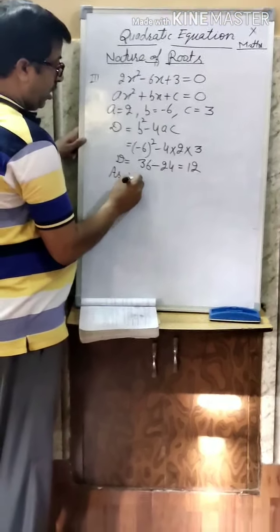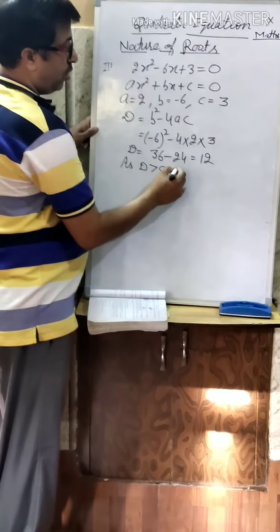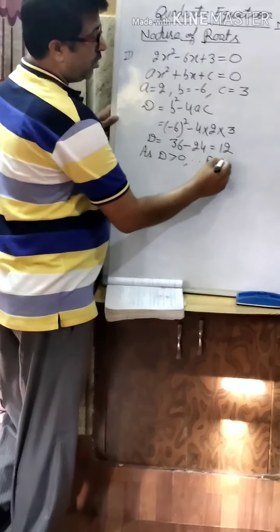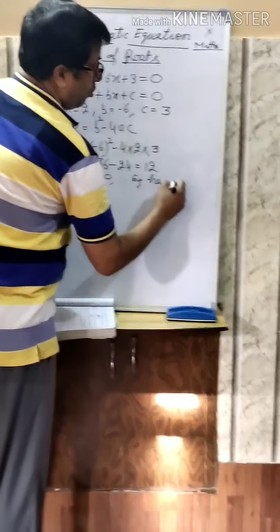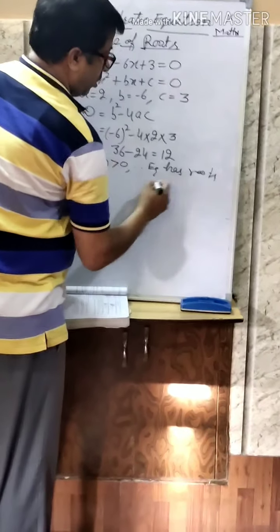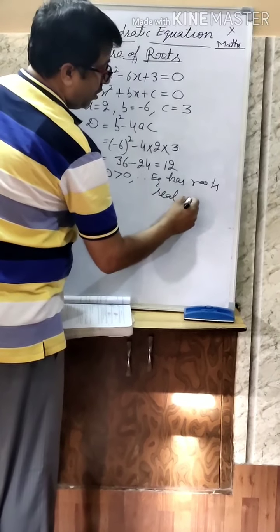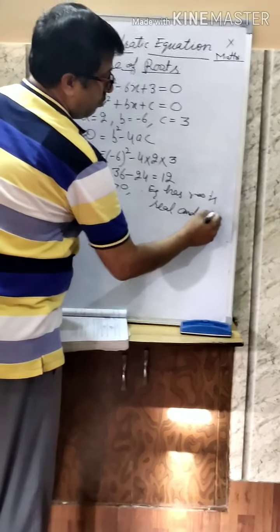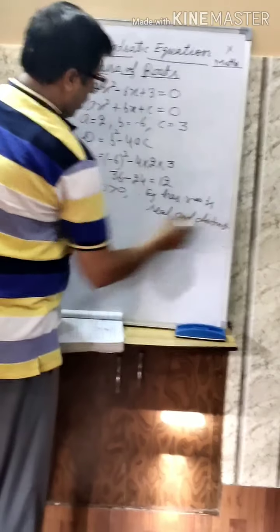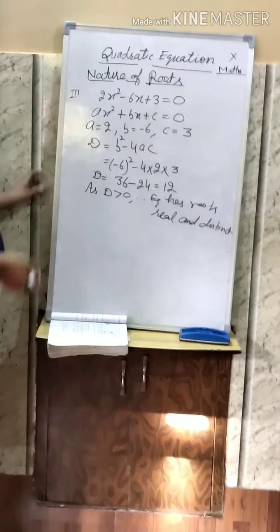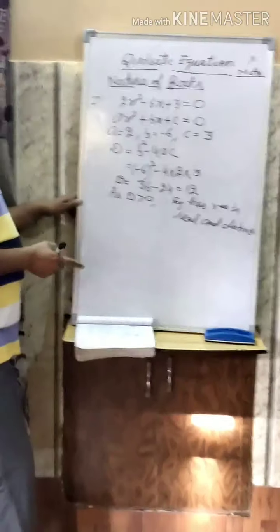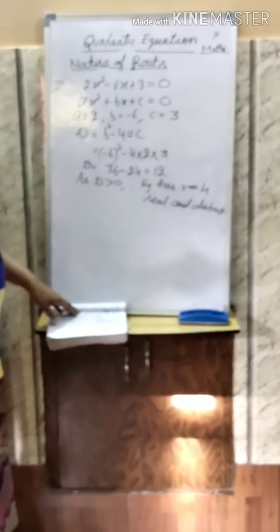So what do you say? As D is greater than 0, therefore the equation has roots real and distinct, because you know if D is greater than 0, the roots are real and distinct. So now how will you find them? Because it is given, first you find the nature of roots.